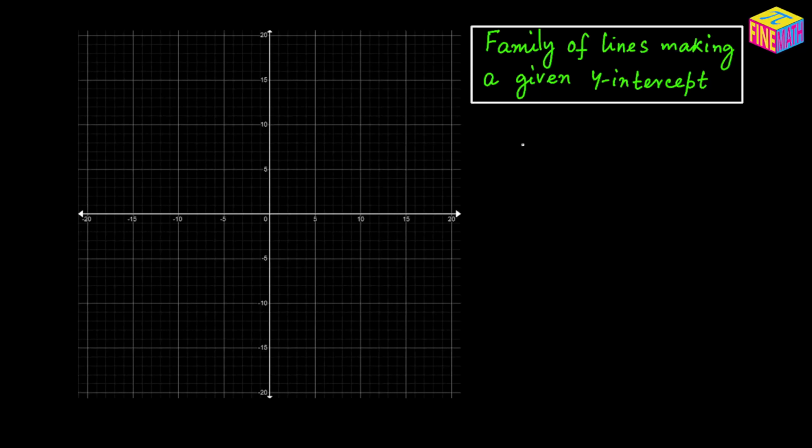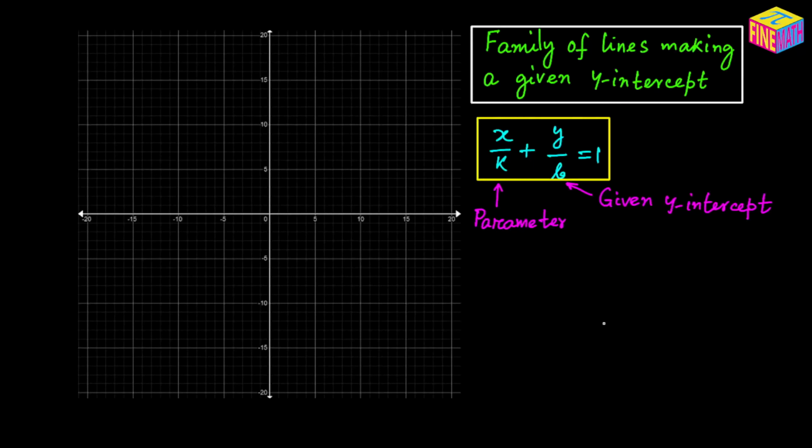Well, it's going to be like this: x over k plus y over b equals 1, where k would be the parameter and b would be a given number, that's the given y-intercept. For example, if we have to come up with the equation of a set of straight lines which will be making a particular y-intercept of positive 5, then the equation is going to look like this: x over k plus y over 5 equals 1. This will be the equation that will represent the family of straight lines that will be making a y-intercept of positive 5.